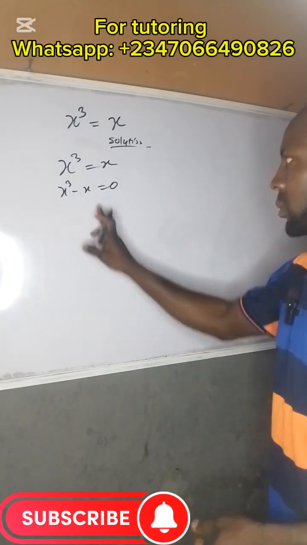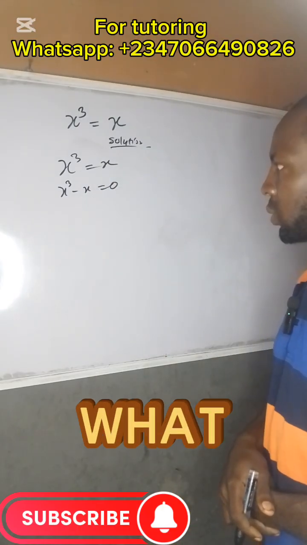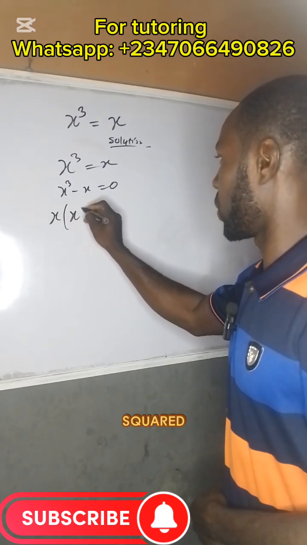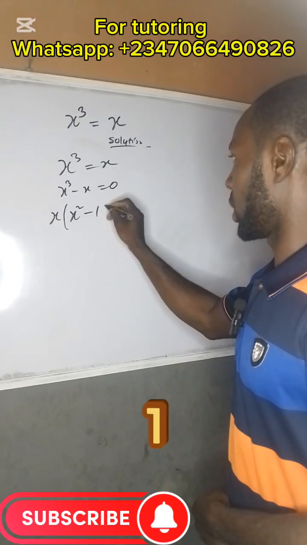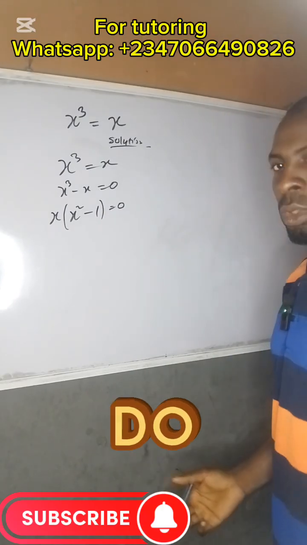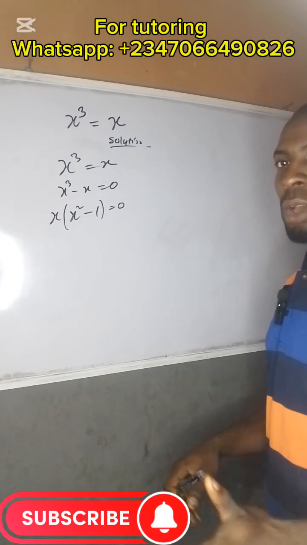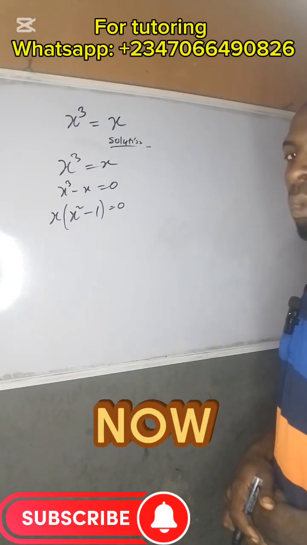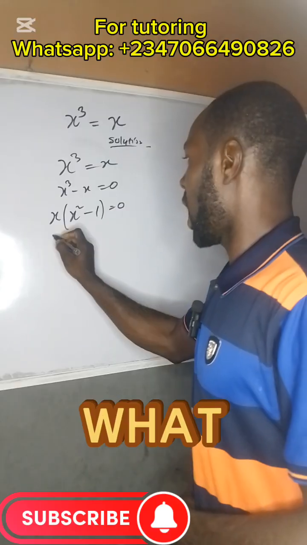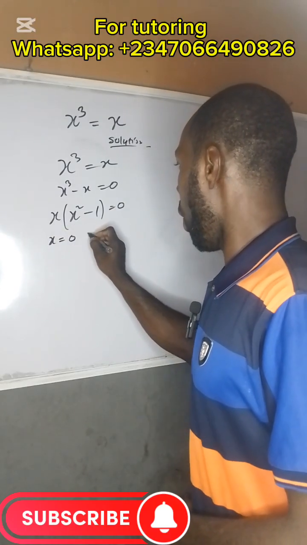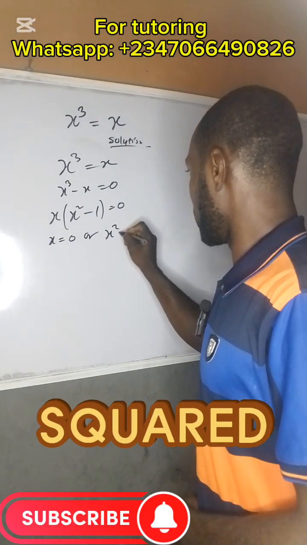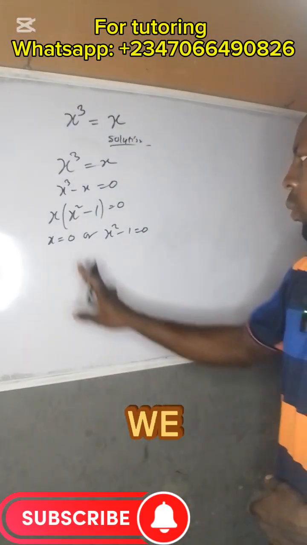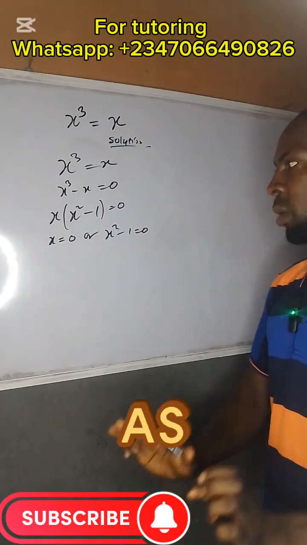That's the first thing. We can factor out something here, which is x. Factor out our x, open bracket. What remains here is x squared minus 1 is equal to 0. Do you see? For something to be equal to 0, one of them must be 0, or both of them will be equal to 0. So now, we can easily say that our x is equal to 0, or x squared minus 1 is equal to 0. That's how it turns to 0. So now, we have one value which is x equals 0 as our value.